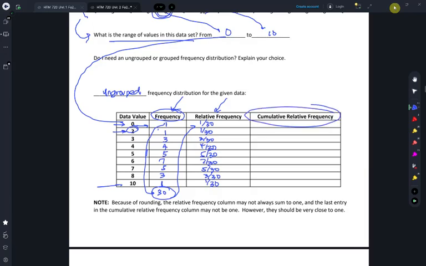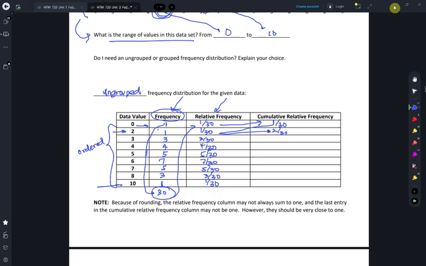Then we introduce the concept of cumulative relative frequencies. This only applies when the data values have an inherent ordering structure. In this case, the number 2 comes after 0 and comes before 3 in the ordering structure. So to get the first cumulative relative frequency, it would match the relative frequency in the first row. In the second row, 1 over 30 plus 1 over 30, you have 2 over 30. Then 2 over 30 plus 3 over 30, we have 5 over 30.